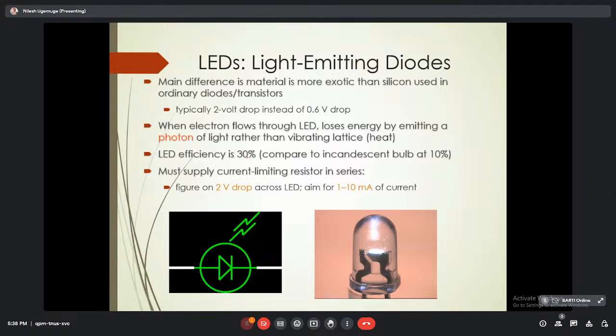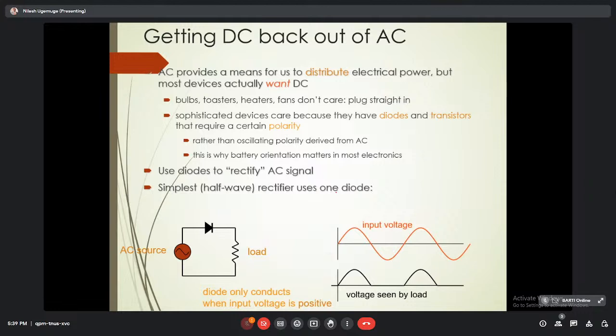And that is why nowadays the mostly preferred device is the LED. LED is not only used for lighting purposes, but as we know, the panel of the television is made up of LEDs. So in that way, LEDs can be used at several places. You must supply a current limiting resistor in series. In the figure, you can see a 2 volt drop across the LED, aim for 1 to 10 milliampere of current.